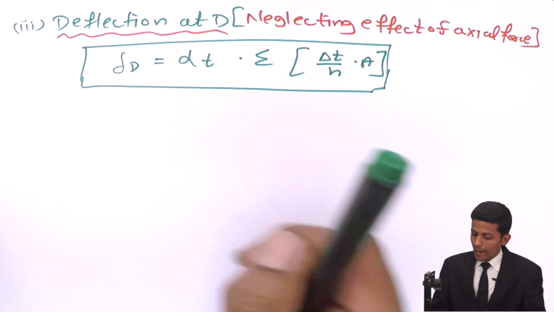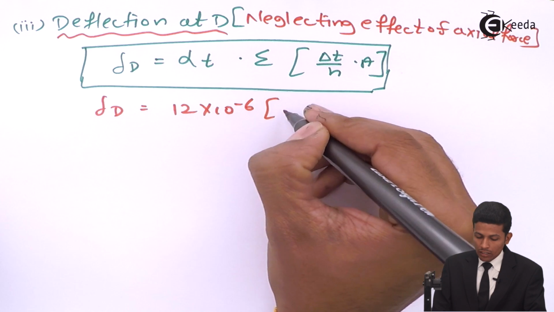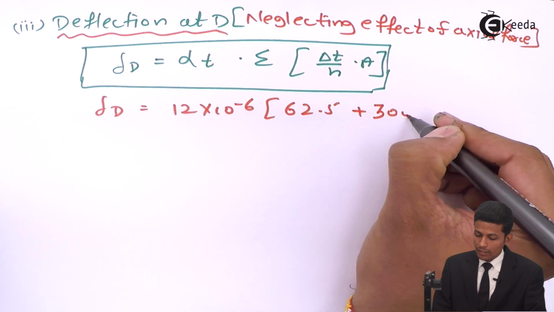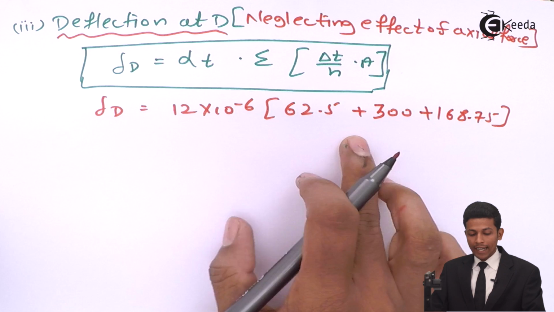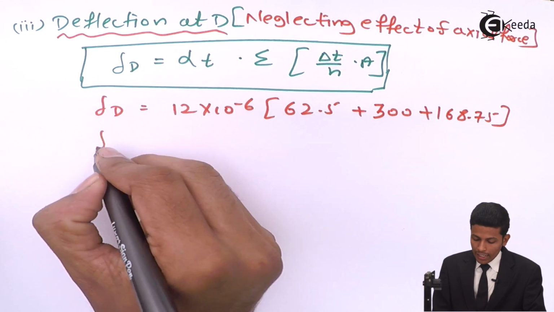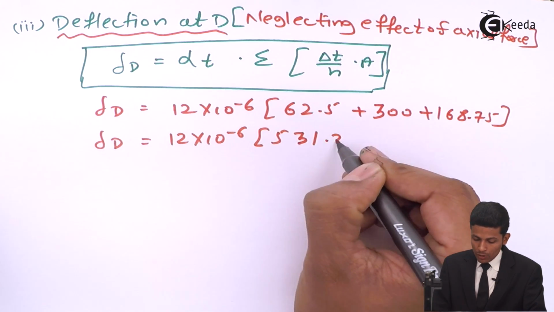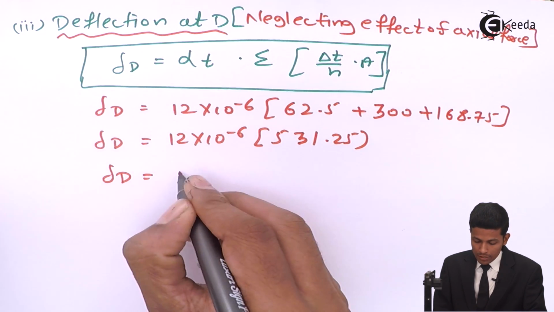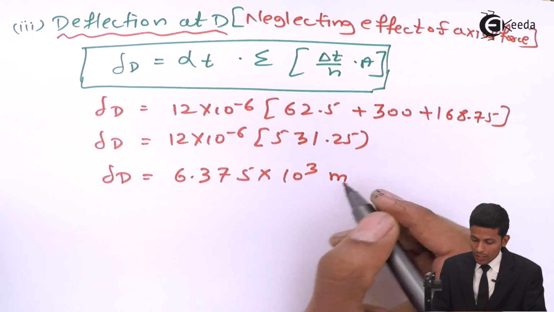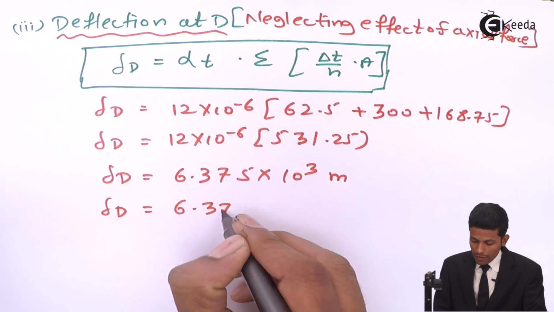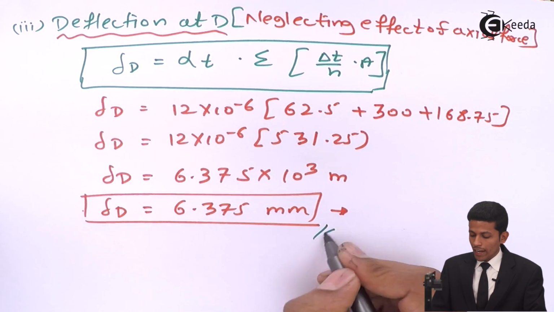Okay, so we have to find delta D is equal to 12 into 10 raised to minus 6, 62.5 plus 300 plus 168.75. I am directly solving, friends. You can solve it on your own. Okay, after that delta D will come 12 into 10 raised to minus 6, 531.25. Your delta D will be 6.375 into 10 raised to minus 3 meter, means your delta D will be 6.375 mm, okay, in this direction. Now this is your final answer.